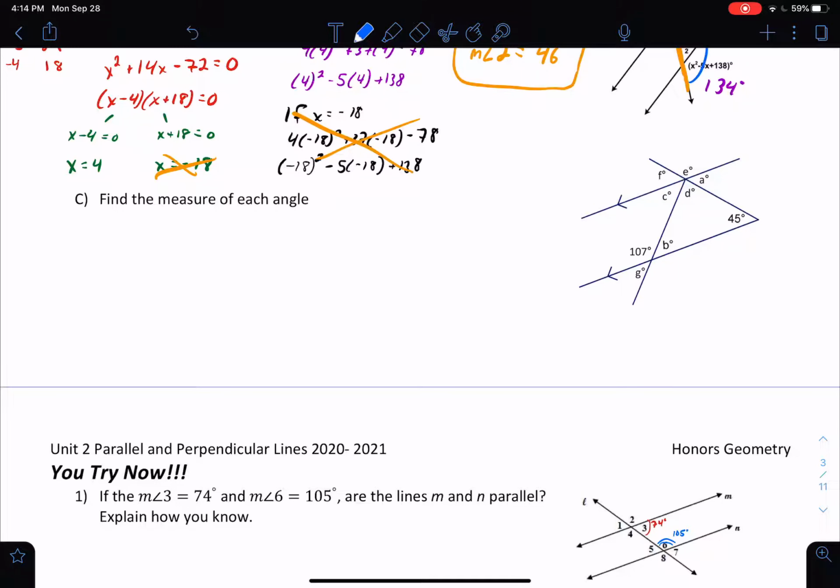All right, so we need to finish up these notes. So we're going to do example C now. Find the measure of each angle. So you're going to see a little messy diagram here. We got two parallel lines because we know they're parallel because of these arrows.